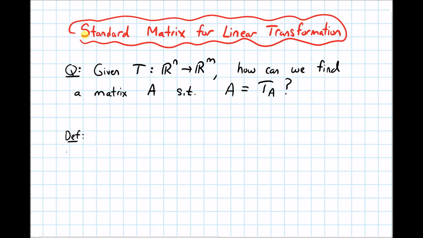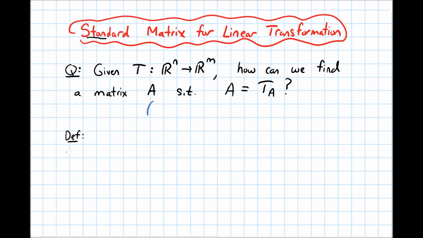In this video, we're going to talk about what's called a standard matrix for a linear transformation. So the question we're going to be trying to answer is, if we're given a linear transformation T that goes from Rn to Rm, how can we find a matrix A that corresponds to it? So A is the matrix that corresponds to the linear transformation T.